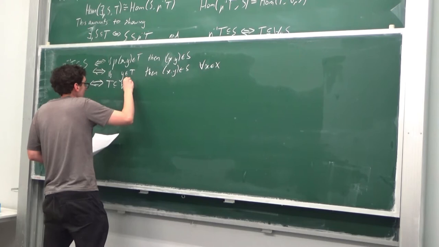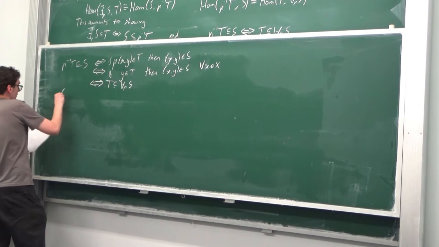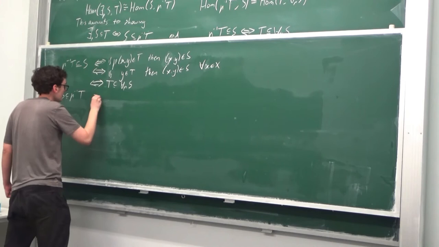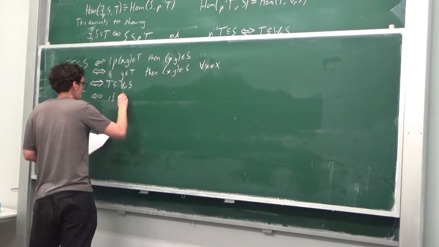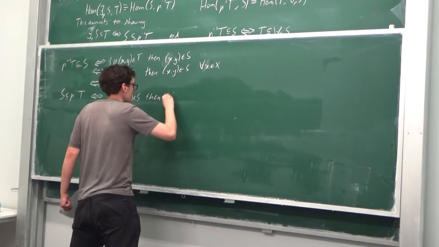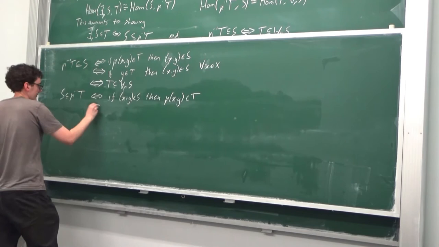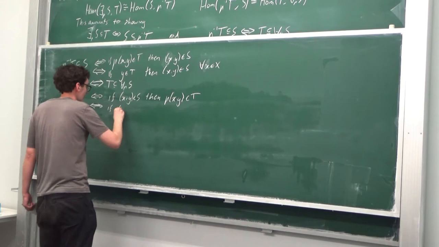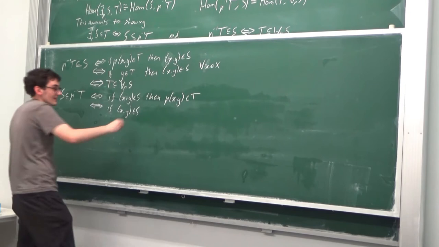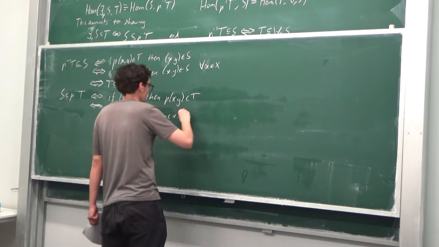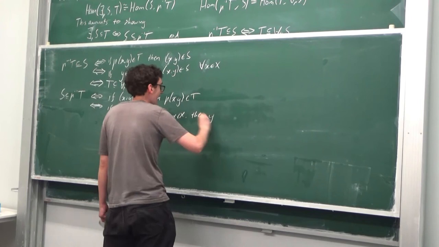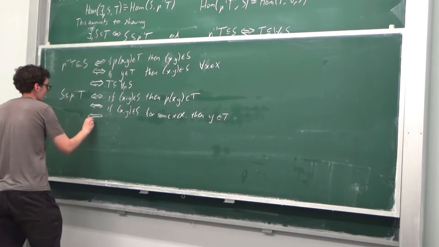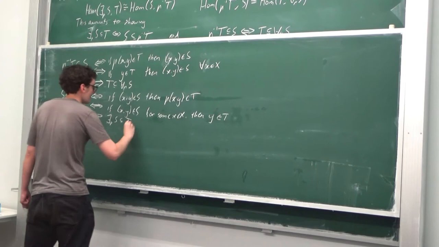And then likewise the other one. So S is a subset of P inverse T. That's true if and only if, for any x, it doesn't really matter which one, or some x in X, then y, which is just P of x, y, is in T, and then that's the same thing as saying that exists P S is a subset of T. So we're done.